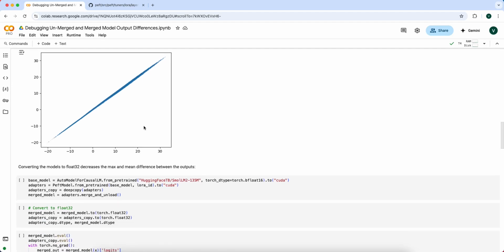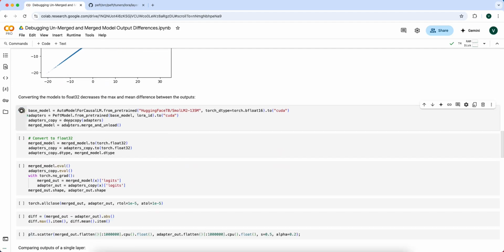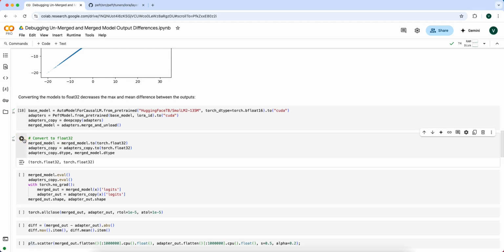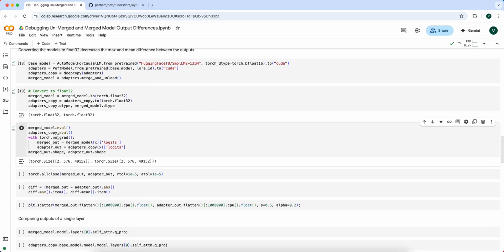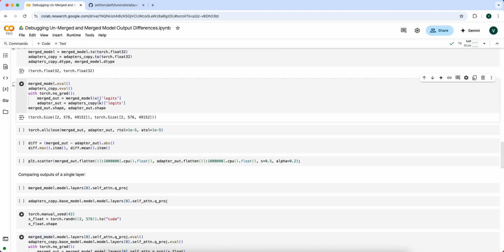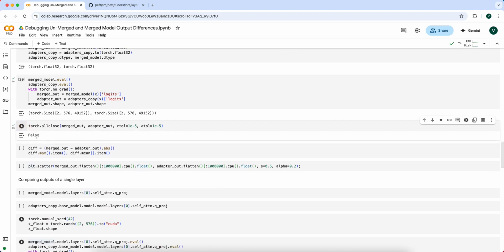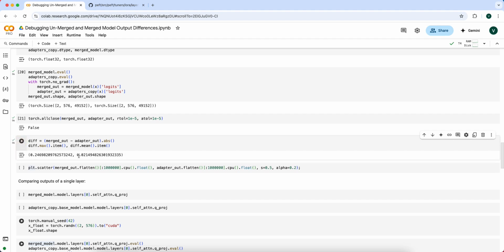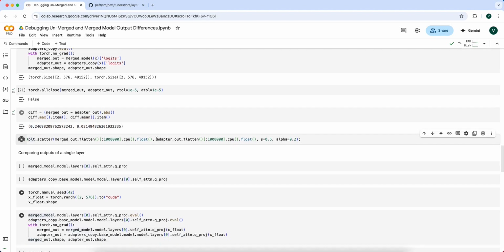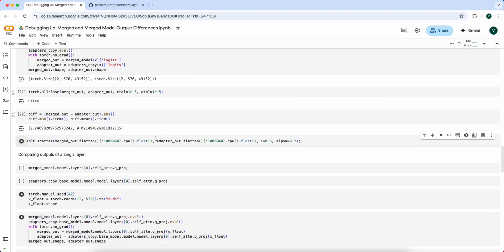One thing I noticed along the way is that if I convert the models to float32 instead of BF16 and run the same forward pass through the model, it's still different, right? They're still not equal, but the differences are much smaller. It's about 5 times smaller in terms of the maximum difference and the mean difference. And then I'm going to run pyplot scatter again.